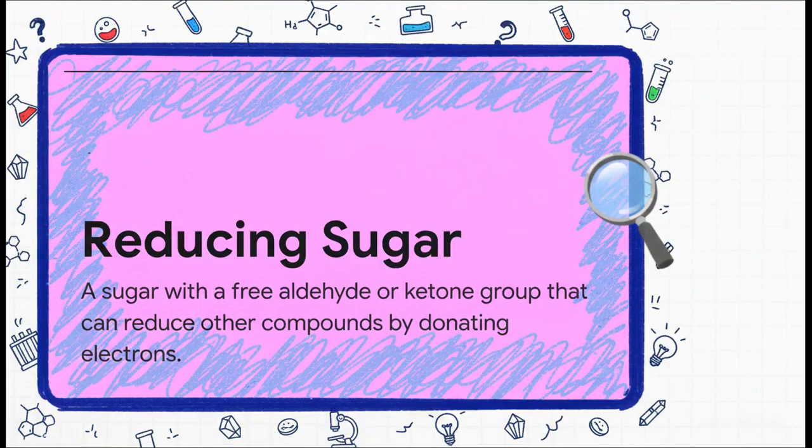Well, in simple terms, it's a sugar that has a special chemically active part, a free aldehyde or ketone group. This little feature makes it kind of generous. It's able to give away electrons to other compounds. And here's the kicker. Almost all monosaccharides, the basic building blocks of carbs, are reducing sugars.